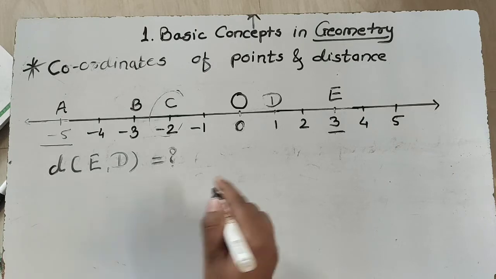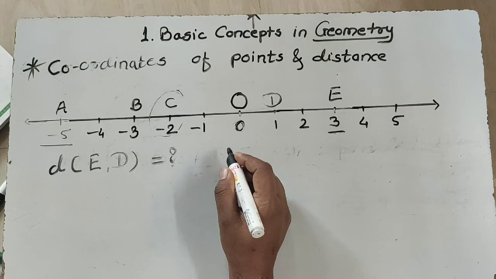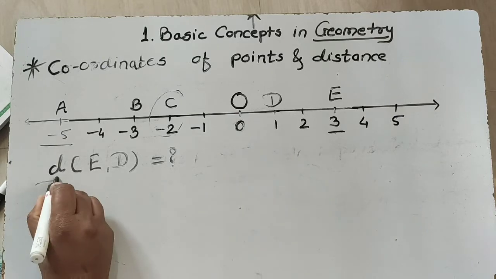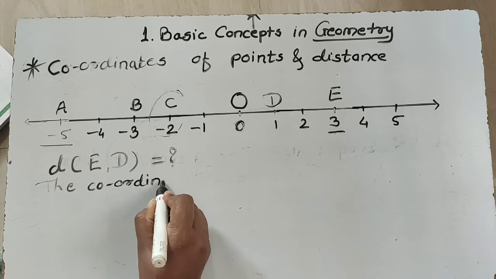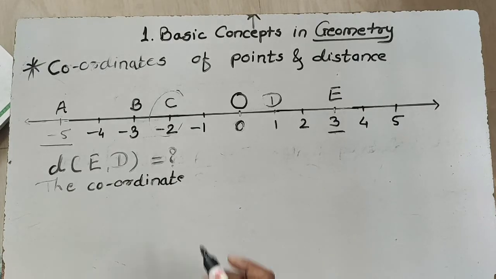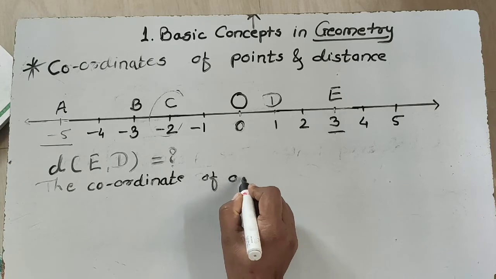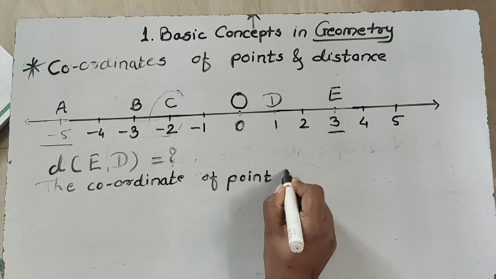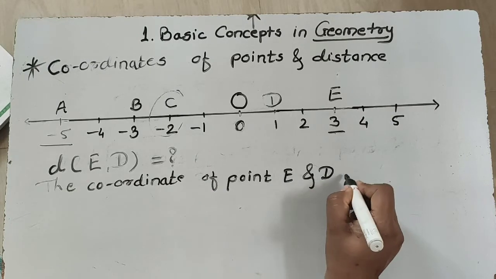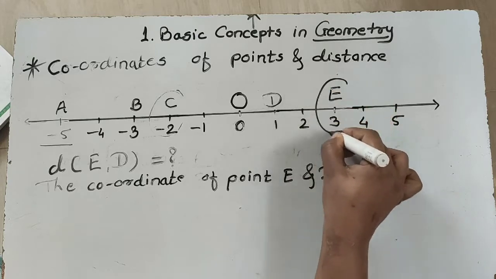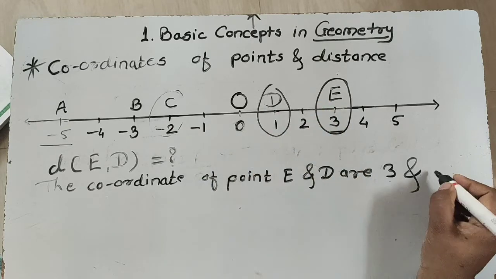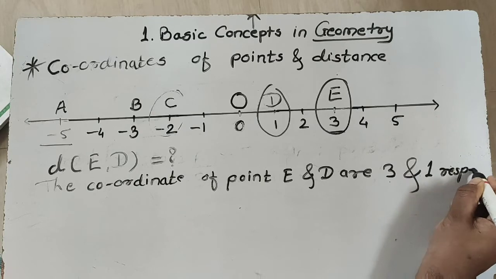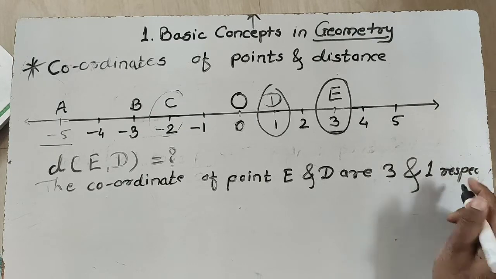So I have to find the distance of point E and point D. For that, first of all I have to write the coordinate of point E and the coordinate of point D. So if you see here, the coordinates of point E and D are, respectively, what is the coordinate of point E? This is 3. And point D is 1, respectively.